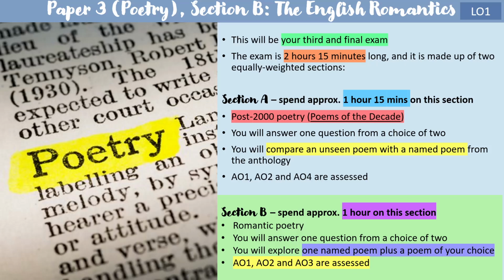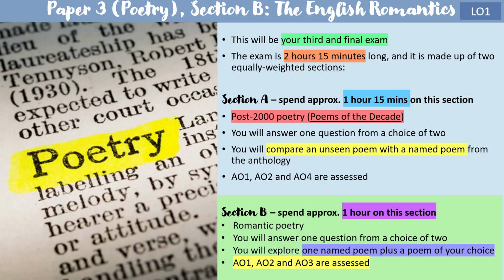The section B then, so the Romantics question, as we've said, it's an hour that you should be spending roughly on this question. It's just on romantic poetry. You, like all the other questions in the Edexcel exam, will need to answer one question from a choice of 2, and you explore one named poem plus a poem of your choice.